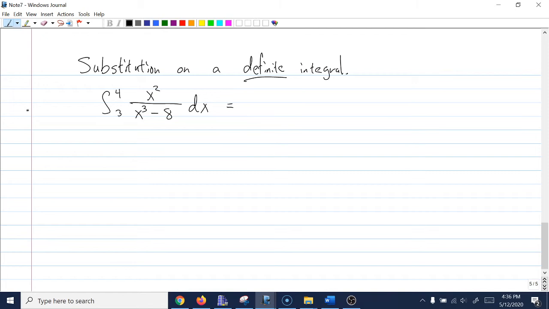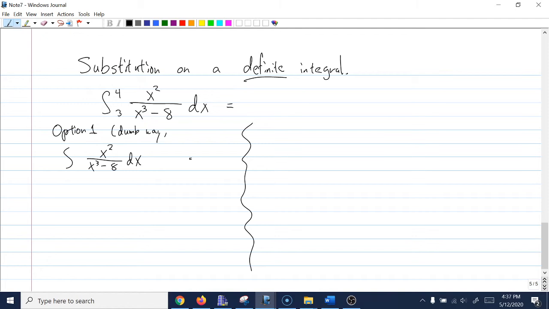There's two ways to do a definite integral by substitution. Option 1, the dumb way, is to just hide the numbers. And then at the end, once you have your whole answer, plug in those numbers.